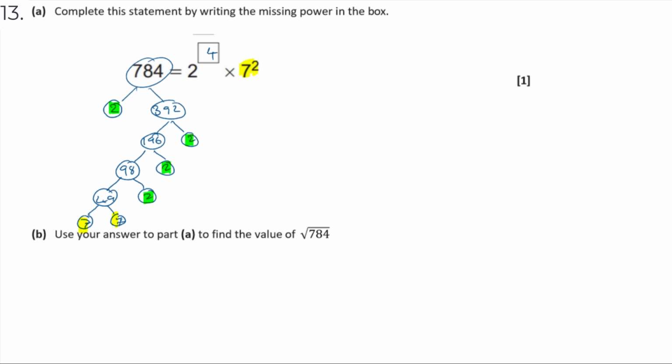Okay, part B says use your answer to part A to find the value of the root of 784. Okay, well, the root of 784 then is going to be the same thing as the root of 2 to the power 4 times 7 squared, because I know that 784 is 2 to the power 4 times 7 squared. Now, a root can break up. If you've got two things multiplied together under a root, you can break it off into two separate roots like that.